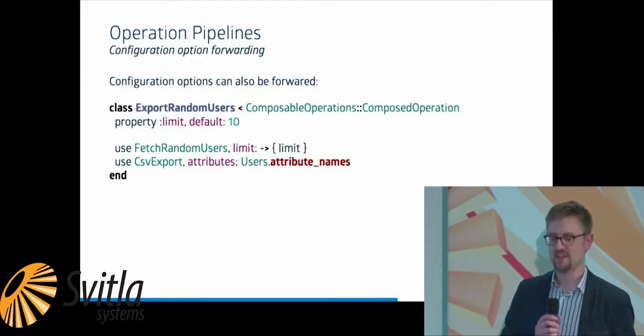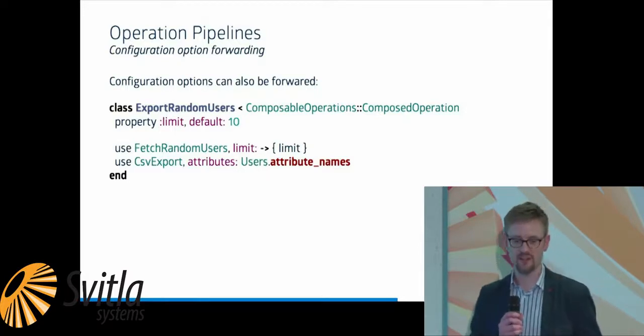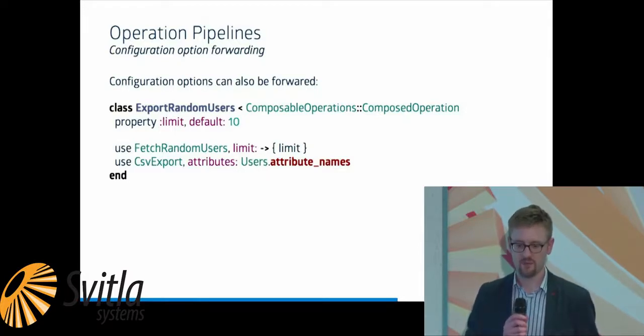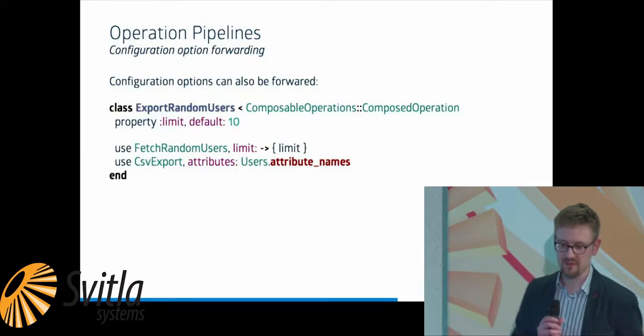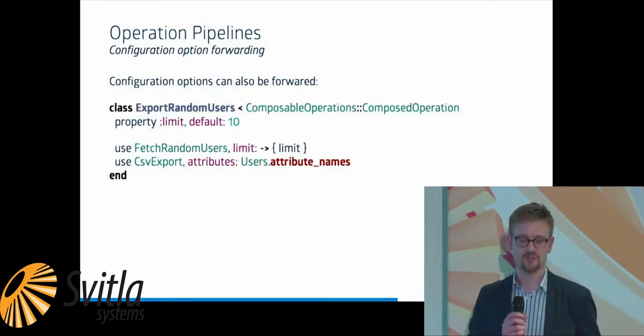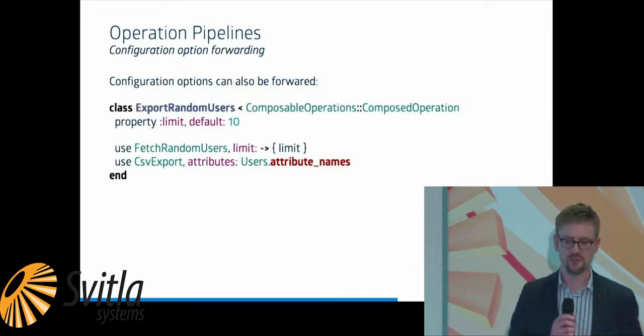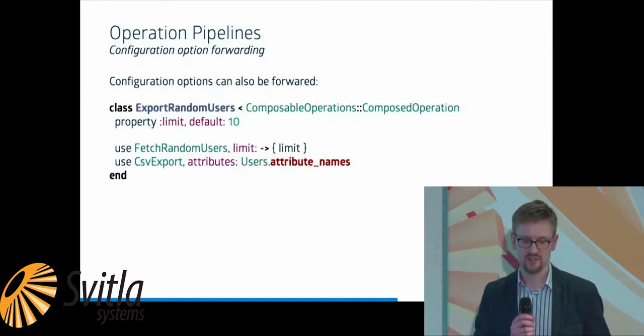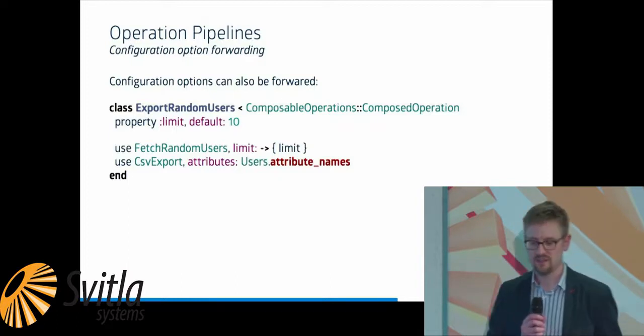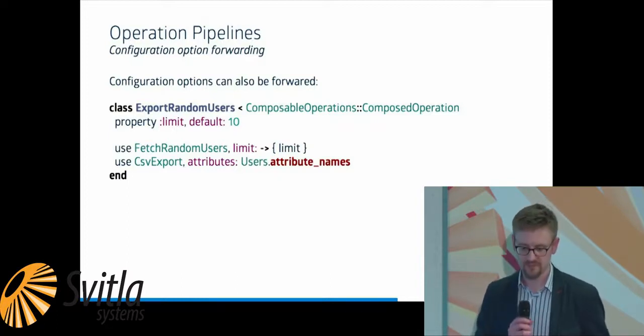So in this case, the moment the operation gets initialized, it will check what limit has been specified to the wrapping operation. So maybe you decided to call export random users with a limit of 100. Then this limit will be forwarded to the operation that takes care of the data fetching part.